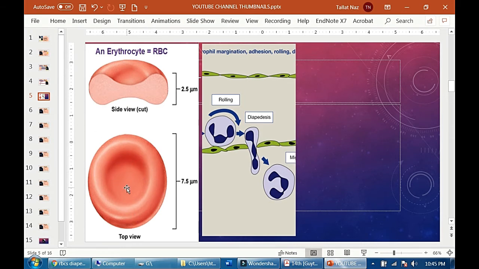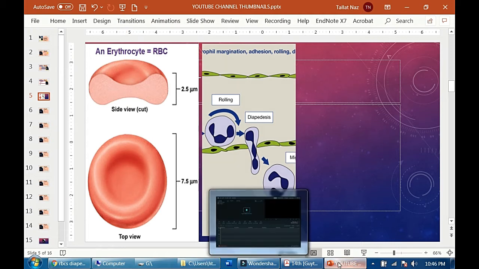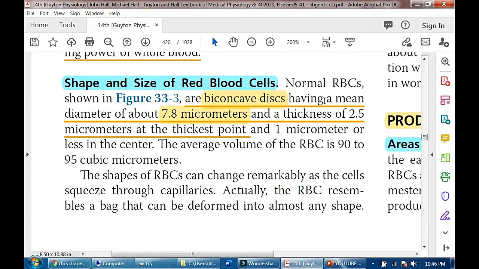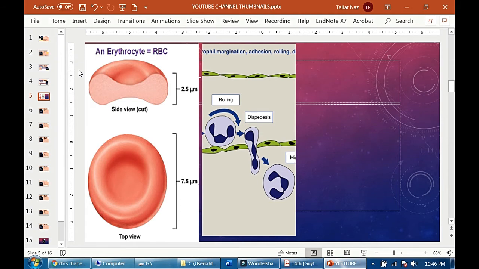In this way we can say the three basic functions are mentioned here. First is to transport oxygen from the lungs to the tissues, and then transport carbon dioxide from the tissues to the lungs, so that carbon dioxide will be removed from the body. And the third function is acid-base buffering. So blood is a very good acid-base buffer. If we go further, we will see the shape and size of the red blood cells. Normal red blood cells are biconcave discs having a mean diameter of about 7.8 micrometers.